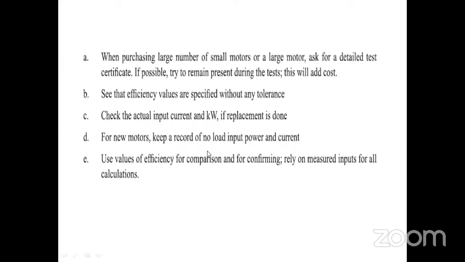Use values of efficiency for comparison and for confirming. Rely on measured inputs for all calculations. What they have given as efficiency in the nameplate, we can keep it for comparison, and for confirming, we have to rely on measured input for all calculations. Okay, sir? A, B, C, D, E.